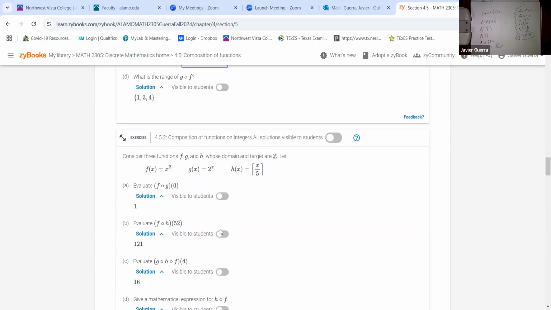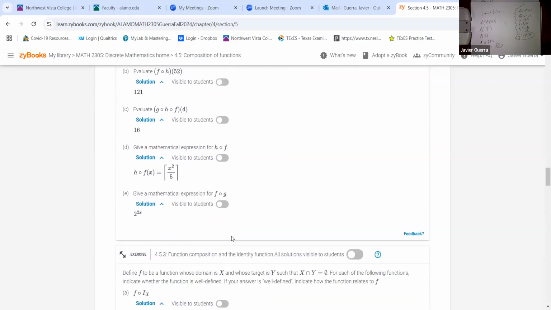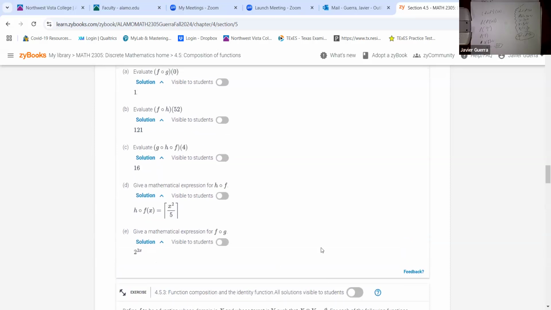Okay, and then the other ones are similar to the ones we did. You can work them out. Here are your solutions. A is 1, B is 121, C is 16, D is, they want the mathematical expression. Remember this is ceiling, and here is E. All right. And that concludes our lesson for composition of functions.